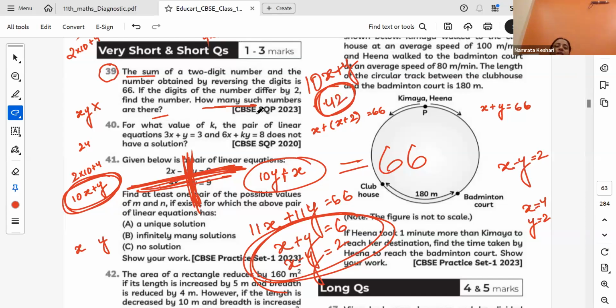And it says how many such numbers are there. So it can be 42 or maybe it can be 24. Okay, we are not sure because x minus y is 2 we have taken. It can be y minus x is 2. Due to that possibility only, these two possibilities we are getting. Is it clear? Yes, ma'am.